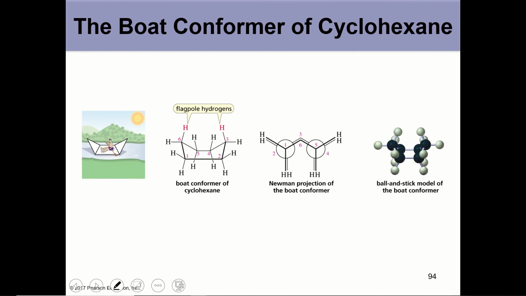Okay? The boat conformation of cyclohexane is a less stable conformation of cyclohexane, and it is less stable because there are more eclipsed hydrogens. If you look at the Newman projection for the boat conformation, you can see that virtually all of the hydrogens that are adjacent are fully eclipsed, and that means that there is higher steric strain due to electron cloud repulsion.